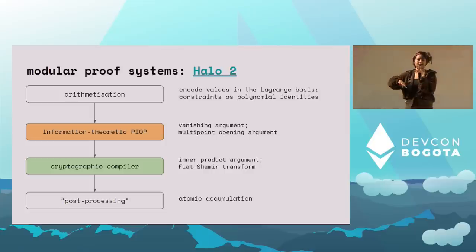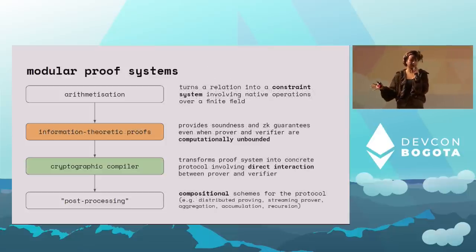And then we realize this polynomial IOP using a cryptographic compiler. In this case, it's the inner product argument and the Fiat-Shamir transform that allows the prover to define their interaction with the verifier. And at the very end of it, Halo 2 is a recursive proof system, and we can in fact instantiate an atomic accumulator over the inner product argument. So these are the four modular pieces of modern proof systems that I think of.